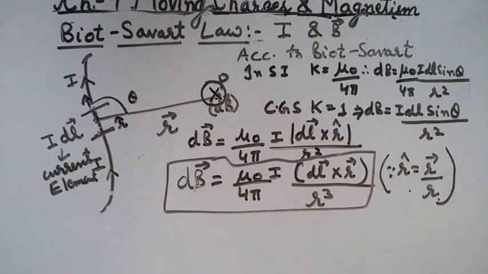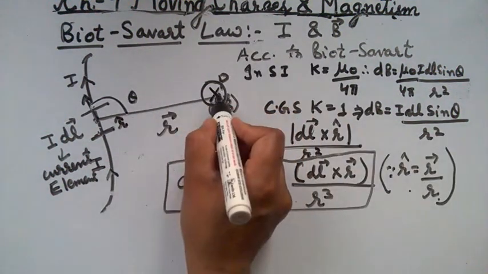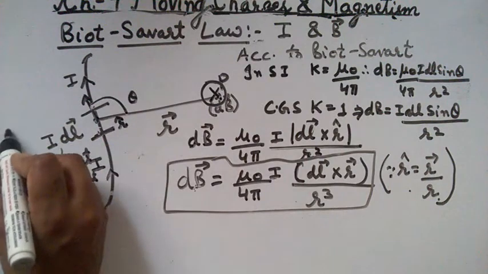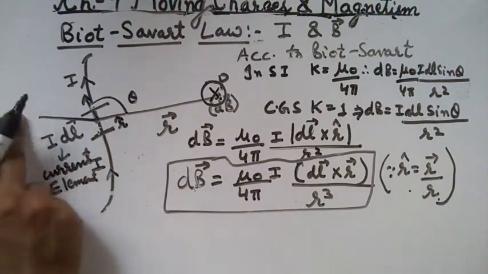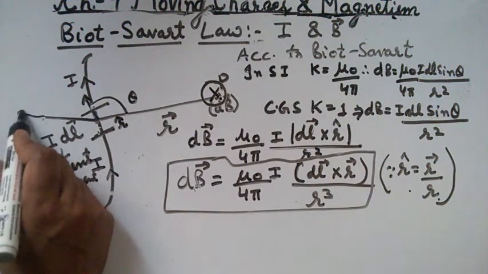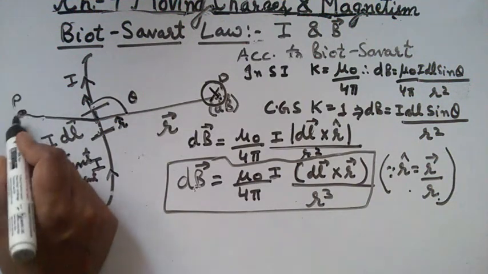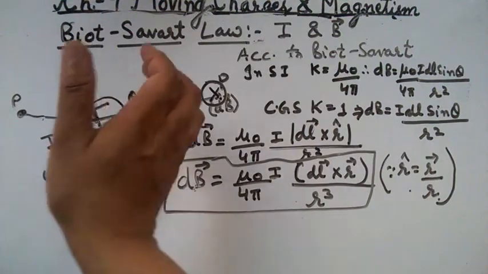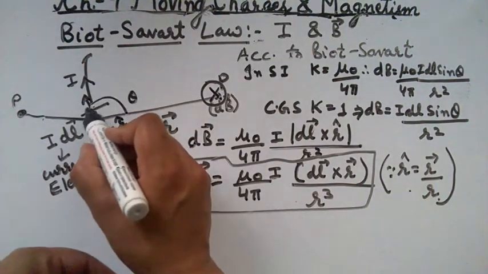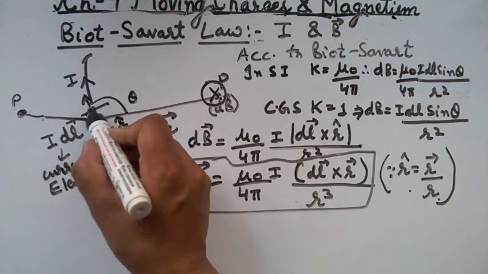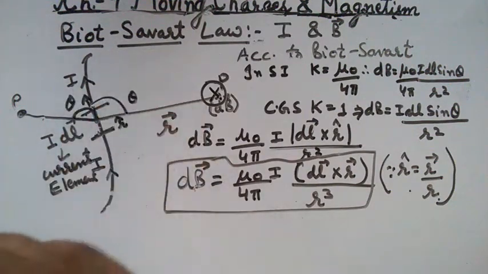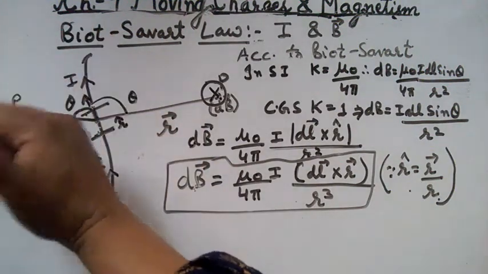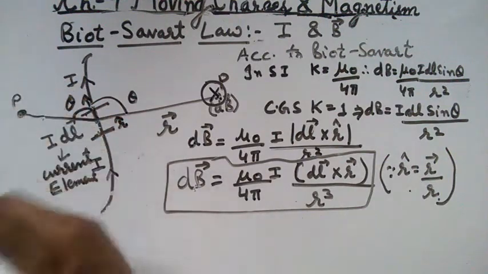Similarly, if this point P lies at this end, this is r vector and point P is in this direction. So by right hand rule, though this is dl element, the angle between dl vector and r cap is theta now. So the direction is in upward direction, that is out of the plane of the paper.